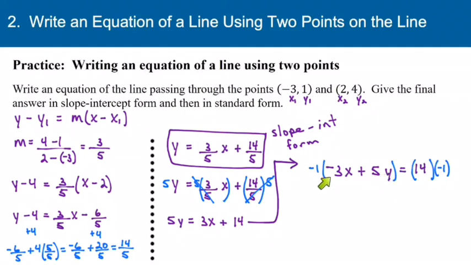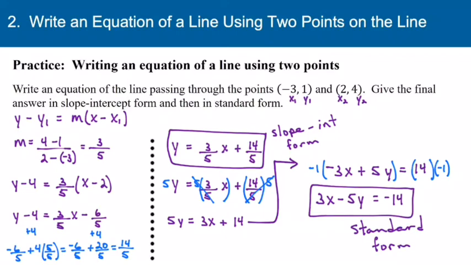So I've multiplied everything on the left by -1 and everything on the right by -1. And now we end up with 3x minus 5y equals -14. And that is our standard form. So again, here we have slope-intercept form and standard form.